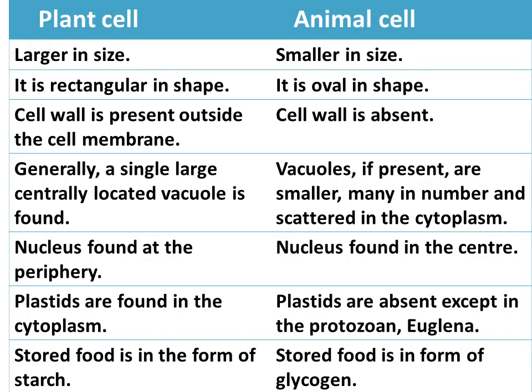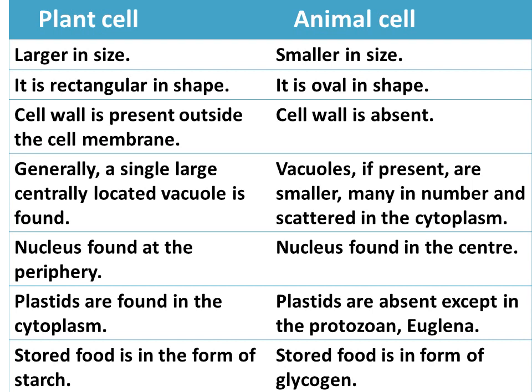So now, what is the difference between plant cell and animal cell? Plant cell is larger in size. Animal cell is smaller in size. Plant cell is rectangular in shape. Animal cell is oval in shape. In plant cell, the cell wall is present outside the cell membrane. In animal cell, cell wall is absent. In plant cell, a single large centrally located vacuole is found, and in case of animal cell, vacuoles, if present, are smaller, many in number, and scattered in the cytoplasm. In case of plant cell, the nucleus is found at the periphery.